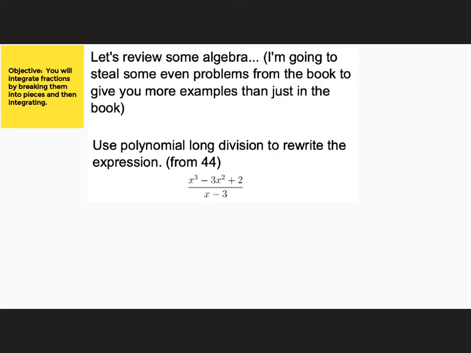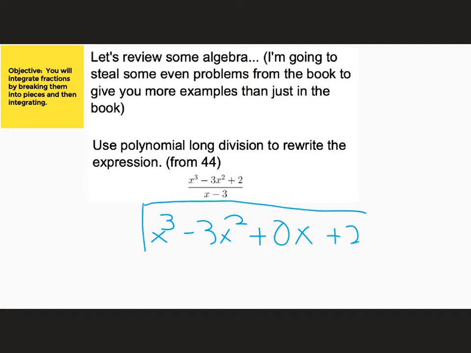And let's see what we have here. Okay, so we're going to use polynomial long division to rewrite the expression. All right, I'm going to write it as x cubed minus 3x squared plus no x's plus 2 divided by x minus 3.